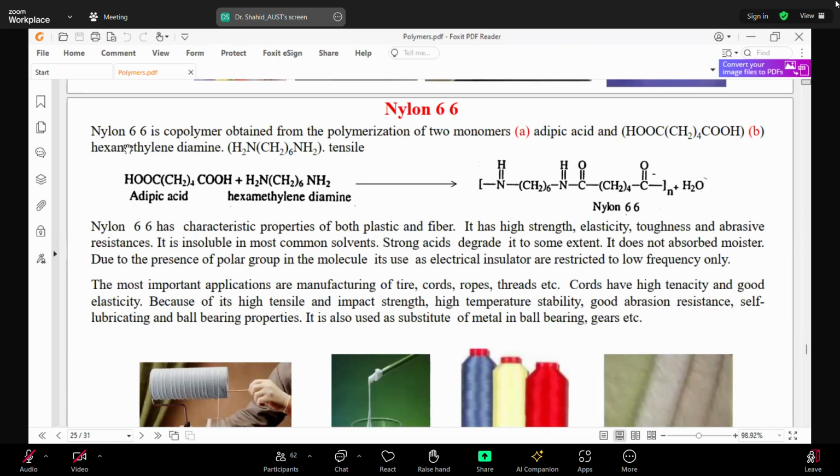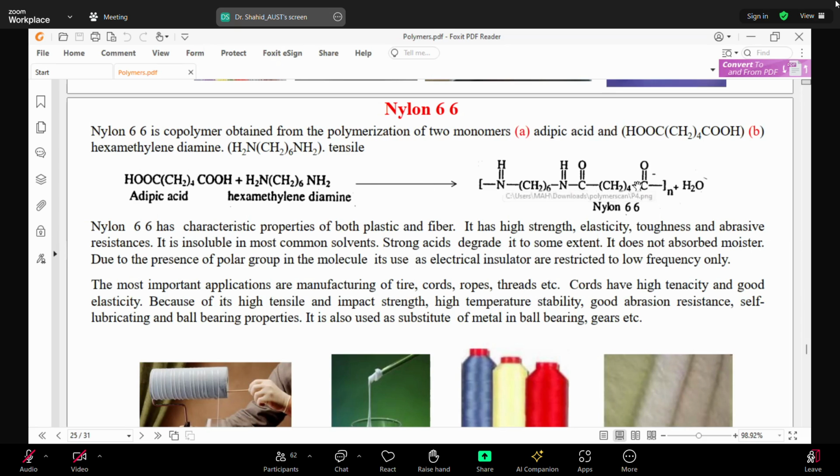Nylon 66. Nylon 66 is a copolymer obtained from the polymerization of two monomers. First one is adipic acid. Second one is hexamethylene diamine. So first one adipic acid and hexamethylene diamine. This is the adipic acid and this is hexamethylene diamine.